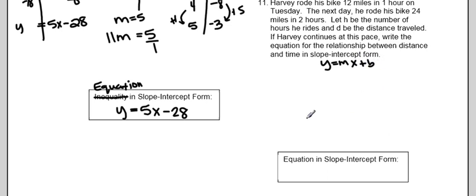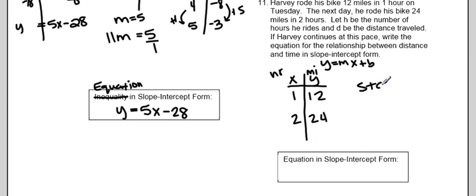All right, so they tell us he rides 12 miles in an hour on Tuesday, and then he rode 24 miles in 2 hours. So let's make a table of this information. We have an x and a y. Our time or our hours is going to be our x, and our miles will be our y. Well, in 1 hour, he rides 12 miles, and then in 2 hours, he rides 24 miles. Well, you have a table with 2 points, so you can put it in your stat edit. So go ahead and do that. Go ahead and do it. Don't wait for me to do it for you.